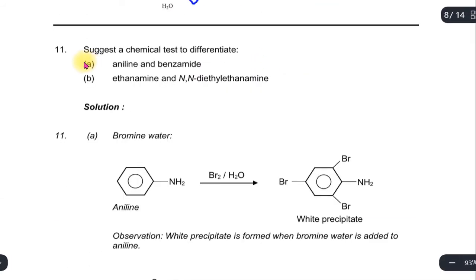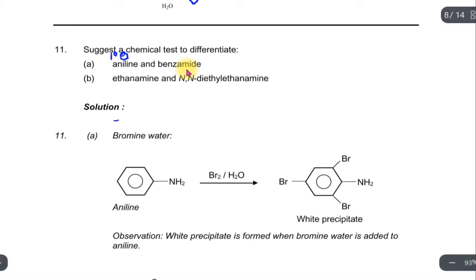Next, question number 11. Suggest a chemical test to differentiate aniline and benzamide. Benzamide means carboxamide, C double bond O and NH2. In this case, I know this one is a primary aromatic amine, aniline. So I can use bromine water, because there is a test quite similar to phenol.